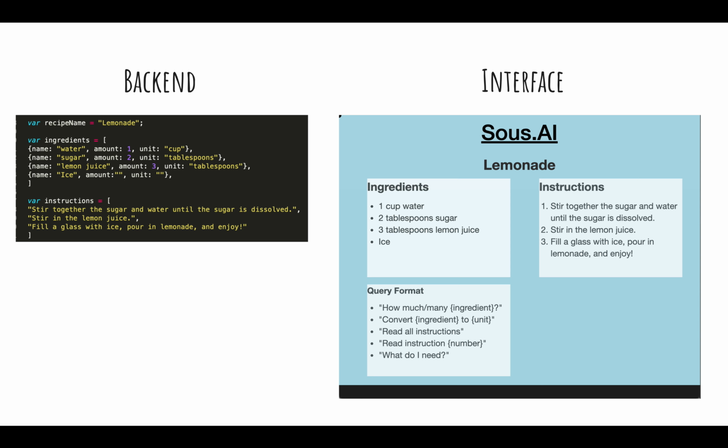On the right side here, we have the simple interface. We can see we have a lemonade recipe up here. We have our ingredients on the left side, instructions on the right side, and then here at the bottom, I'd like to bring your attention to this part, which is a little hint section that provides the user with insights into how to query the system.